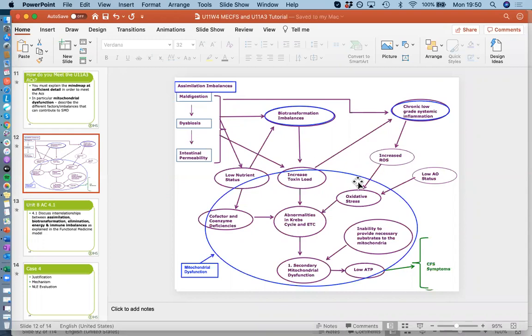You don't have to go into detail on every single enzyme. You could mention the names of them in passing, if that's the level that you're working at. What is important is that you're outlining that oxidative stress could contribute to these abnormalities, and that will then impair energy production.